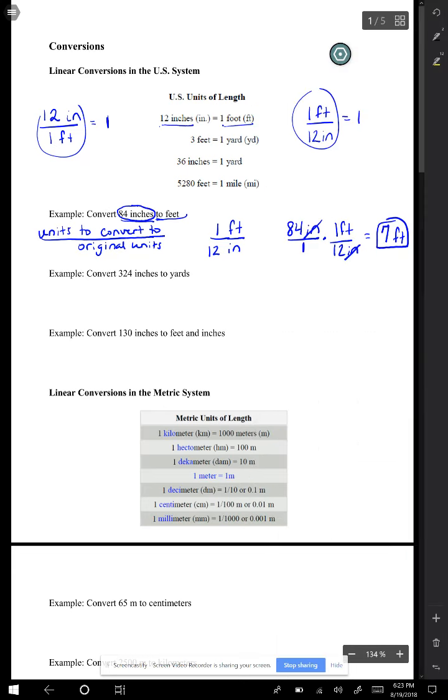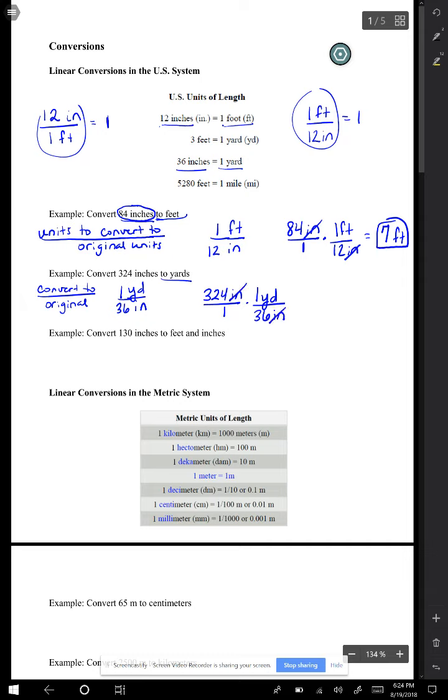The next example we have is convert 324 inches to yards. So I'm going to abbreviate this a little bit and just put convert to, and I'm converting from the original. So we're converting to yards from inches. So when I look up here, I look at my conversion for yards and inches, and it says that 1 yard is 36 inches, and that's the conversion I'll use. I have 324 inches. We'll put that over 1, and I'm going to multiply it by 1 yard, which is the same as 36 inches.